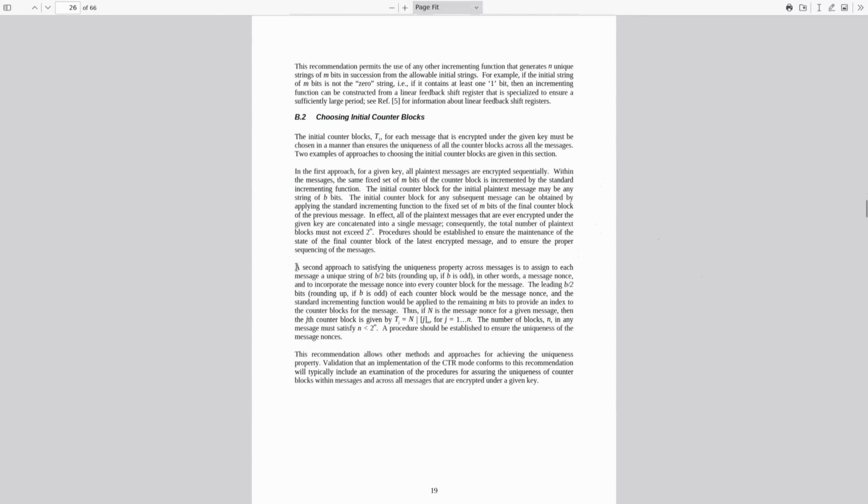A second approach, and this is the one that we just looked at, is to assign each message a unique string, and here's where we get to the problematic part, a unique string of b over 2 bits, rounding up if b is odd. In other words, a message nonce, and to incorporate the message nonce into every counter block for the message. The leading b over 2 bits, rounding up if b is odd, the counter block would be the message nonce, and the standard incrementing function would be applied to the remaining m bits to provide an index to the counter blocks for the message.